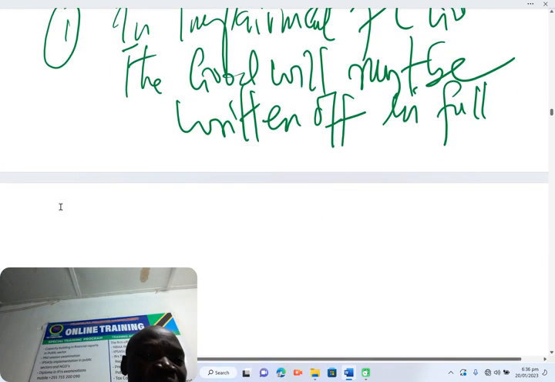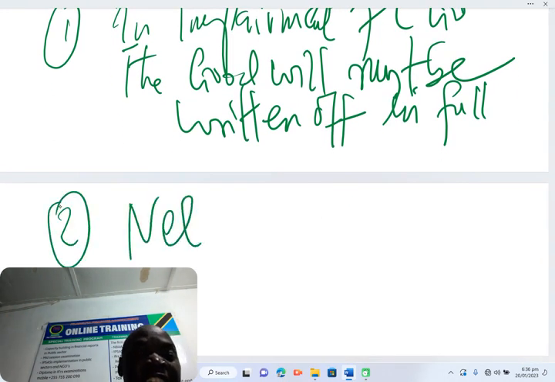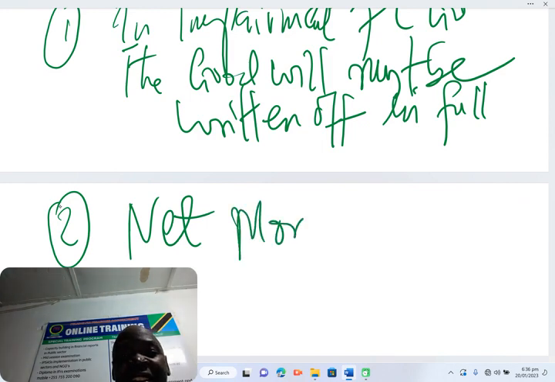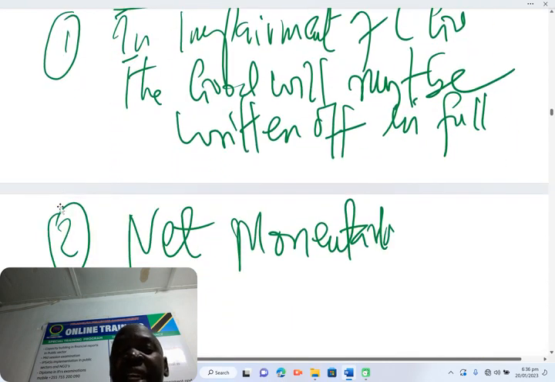Case number two. What is the net monetary asset?